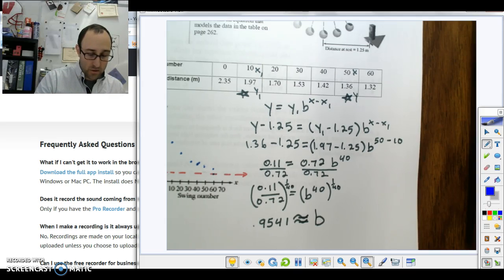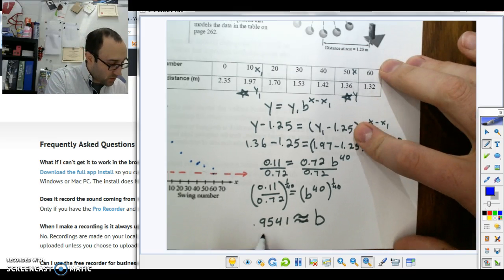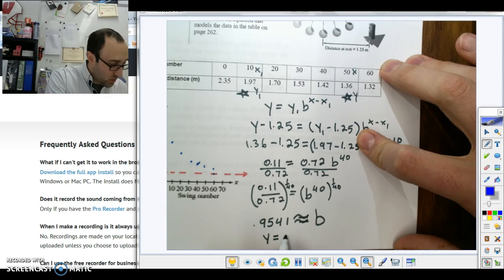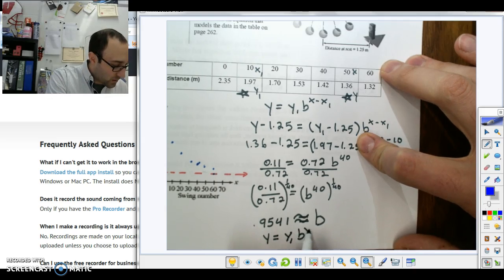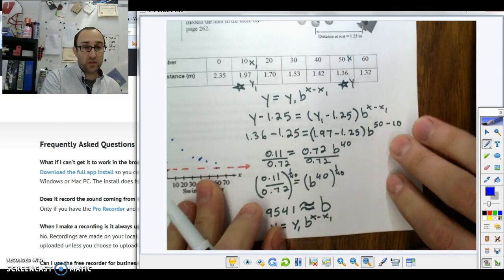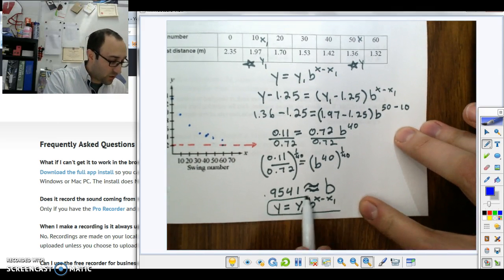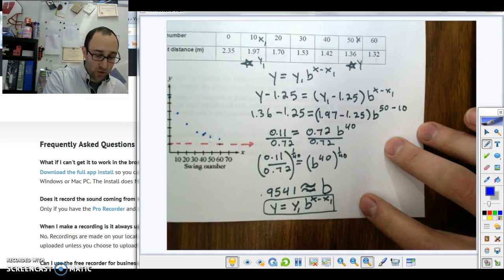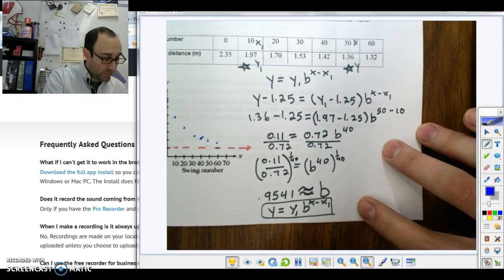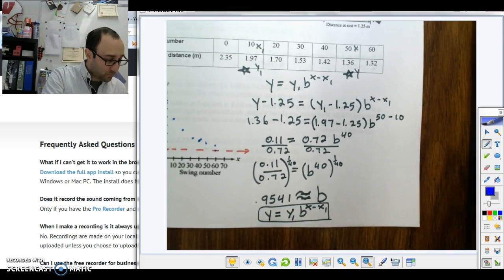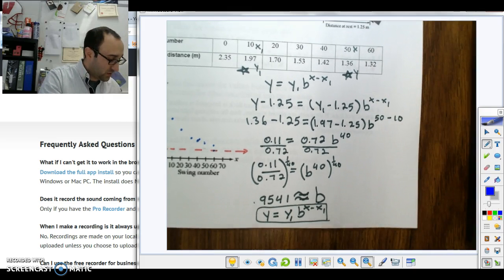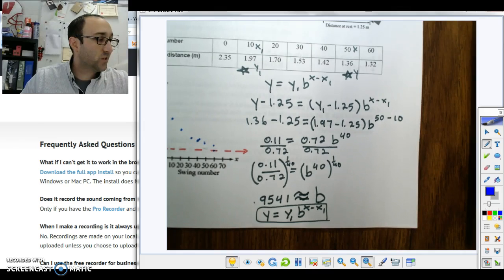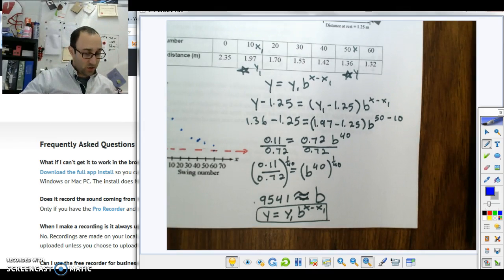Okay. So what we are going to do is say this is y equals y1 b to the x minus x1. Now still this is not quite right. We can't use this because we did shift up or down, so we have to use that minus or plus 1.25, right? So we would say this is going to be the same as, let's use a different color because it's getting kind of congested in here.